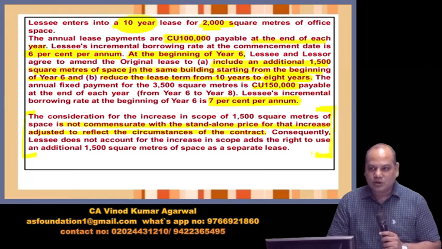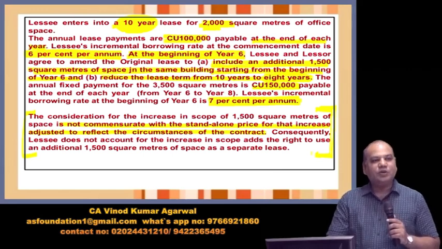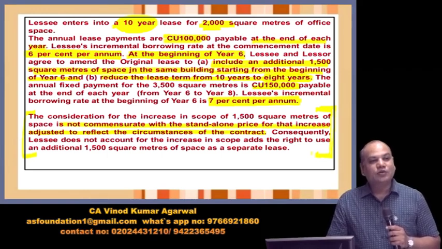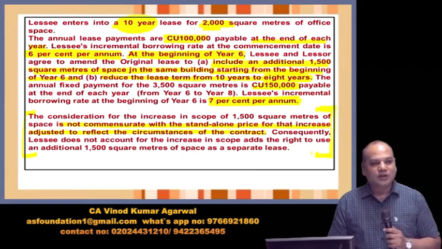Have you understood the case? Originally it was 2000 square meter, now it is 3500 square meter. Earlier we were paying 1 lakh rupees, now we'll pay 1,50,000 rupees, 50,000 more for additional space. Earlier the lease term was 10 year, now it is 8 year. 5 years have already expired. So now only 3 years are remaining.